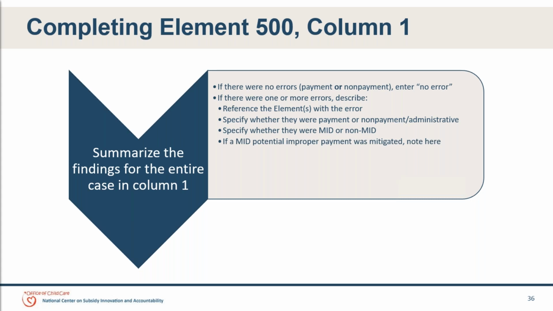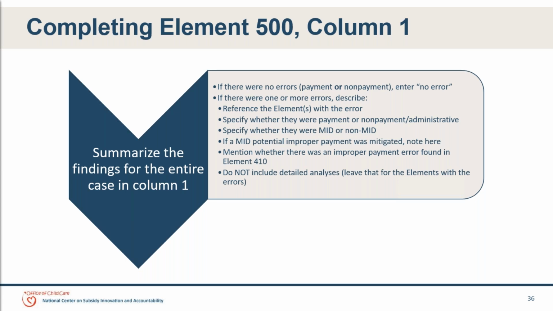If you had a mid potential improper payment error that was mitigated through the additional inquiry, you can mention that. And if there was an improper payment error in the case, cite that as well. But don't include detailed analyses. Leave those for the elements that actually have the errors. And like we discussed earlier, those detailed analyses belong in column 2 of those elements.